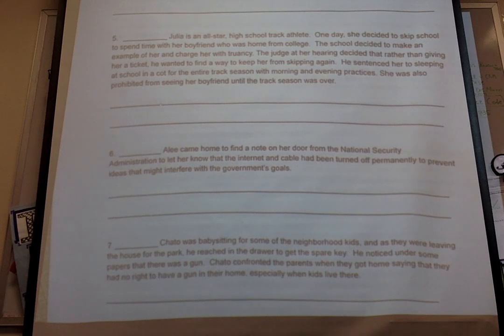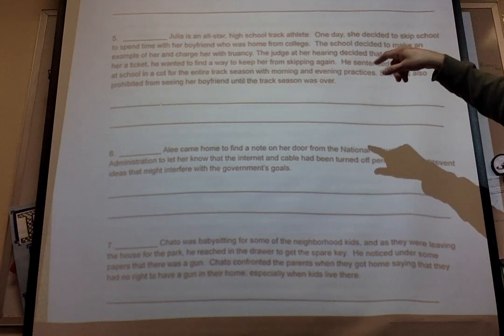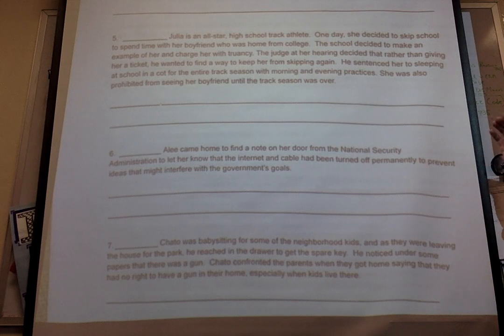So we're talking about a punishment in this one. What amendment deals with punishment? And was her right to this amendment violated or exercised? Did the court have the right to do what they did? That means exercise. Pause it.